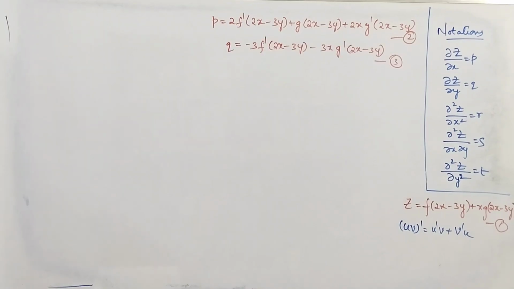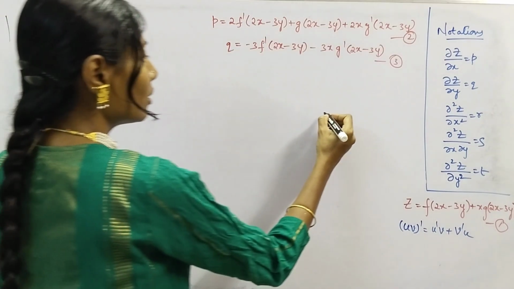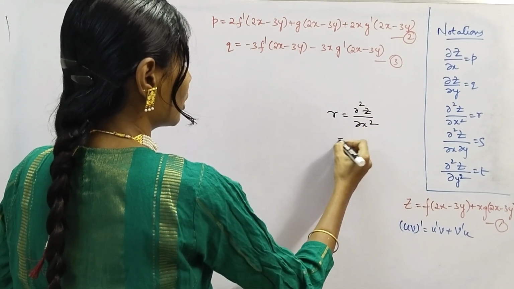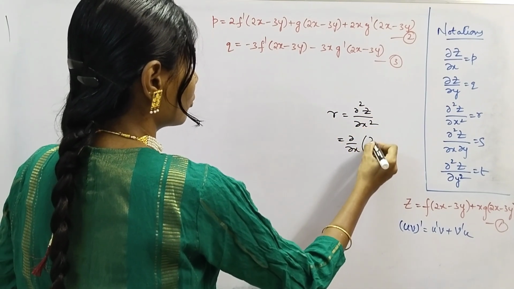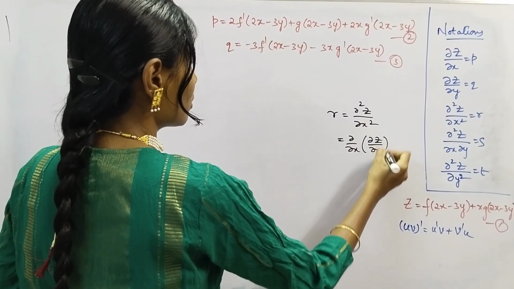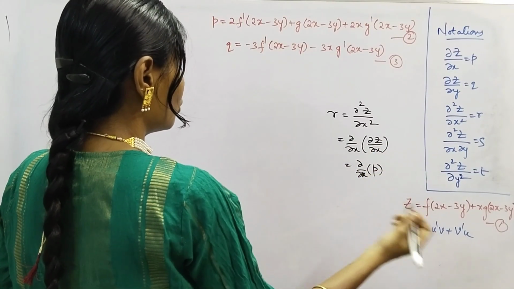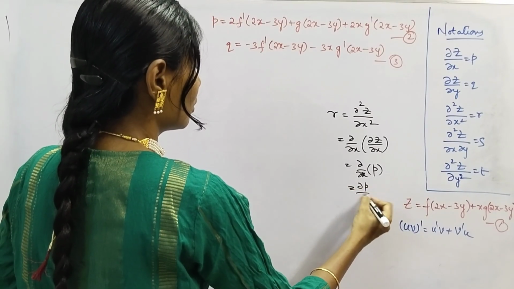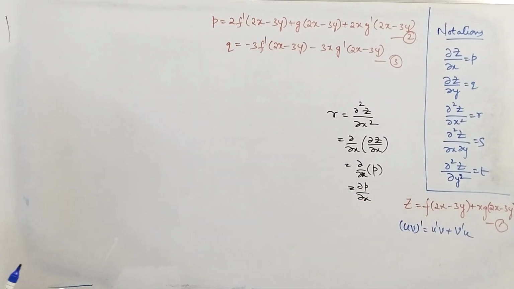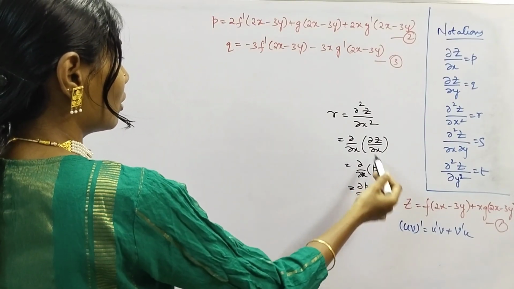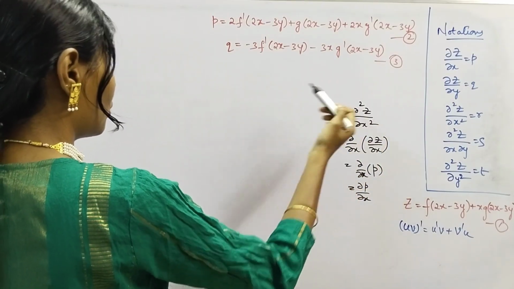Now we'll find the equation involving r. We know that r is nothing but ∂²z/∂x², or we can write this as ∂/∂x of ∂z/∂x. Since we know that ∂z/∂x is nothing but the notation p, you'll get ∂p/∂x, right? ∂p/∂x is nothing but r.